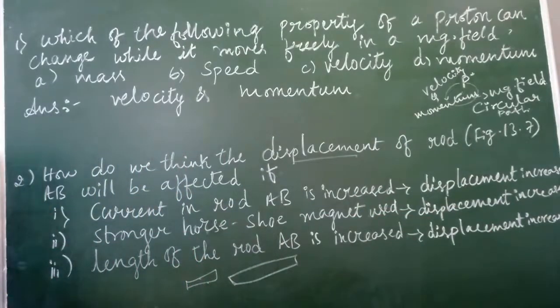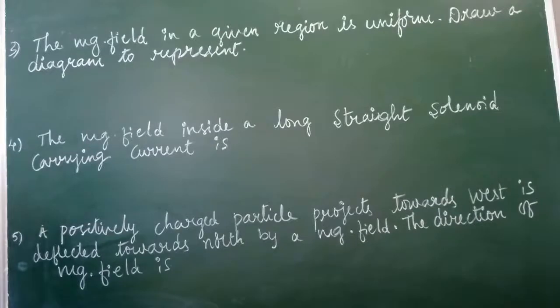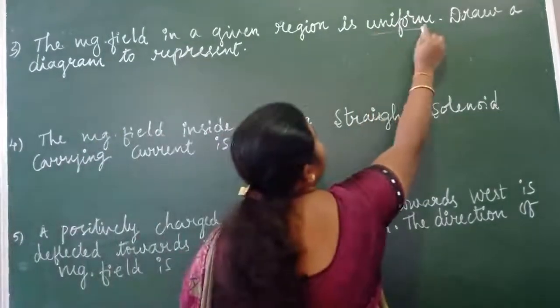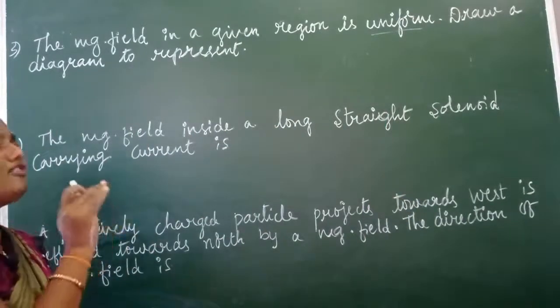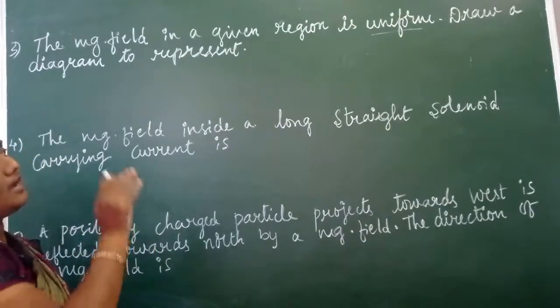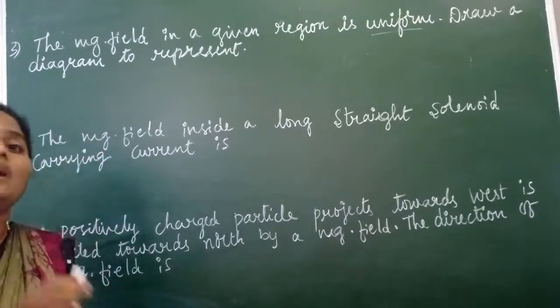This is a few questions. We will solve a few more. Children, the next question is: the magnetic field in a given region is uniform. Draw a diagram to represent it. What is the meaning of uniform, children? Same. Means the magnetic field lines are moving in the same direction. For such a magnetic field, they asked us to draw a diagram.